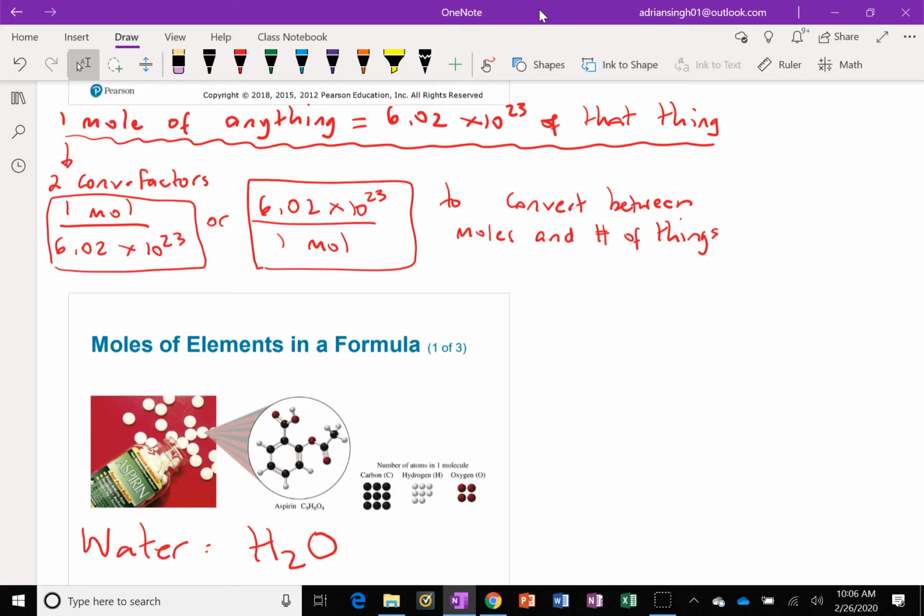So we can come up with our two conversion factors: 1 mole for Avogadro's number underneath, or we can flip it to get the other conversion factor, which means we can use Avogadro's relationship and the mole to convert between moles of something and the number of that thing, right? Whether it's the number of atoms, like we saw the last time, or the number of cookies, for instance, in a mole, we can use that relationship. And that's going to be key as we go forward and look at some of the other relationships that we're going to see in this chapter.